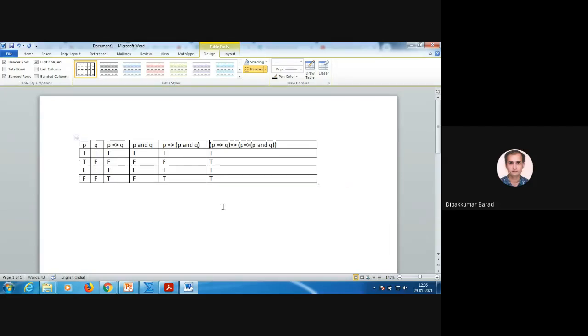So here, in this column you can see we get T T T T. So this represents a tautology. So it suggests that this statement is a tautological implication. So is it clear for everyone? First of all, these tautological implications. Yes, sir. So this is what we call a tautological implication.